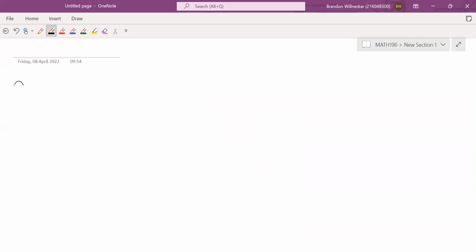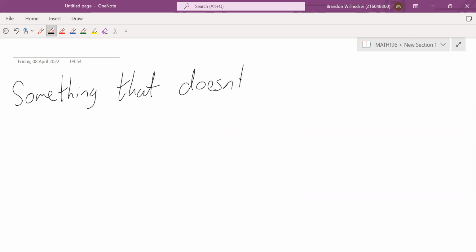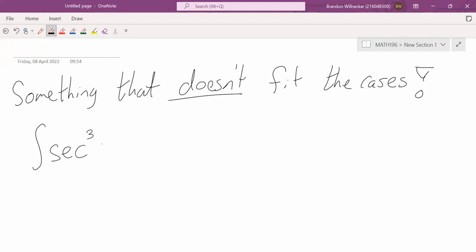Okay, so this next one is something that doesn't fit the cases. These aren't too difficult. You just need to think a bit more about what you need to do. Most of the time it's going to be something with integration by parts. So let's say you have the integral of sec cubed x dx. This doesn't fit the cases because we have an odd power of sec.